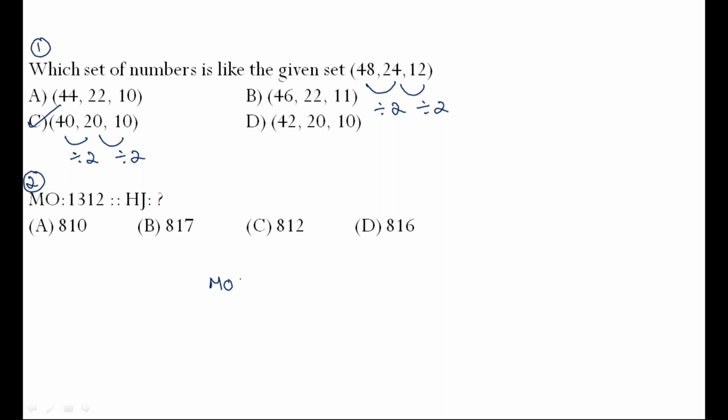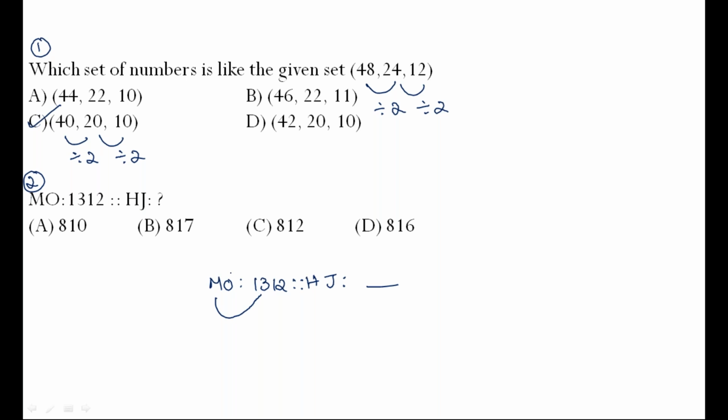Okay, MO is given as 13 and 12. HJ is given as what? MO is given as 13 and 12. In the same way, HJ is given as what? Yeah, here a lot of people are making the mistake. Aisha, option A is wrong. Excellent to see at least a few of you responded option B is correct.